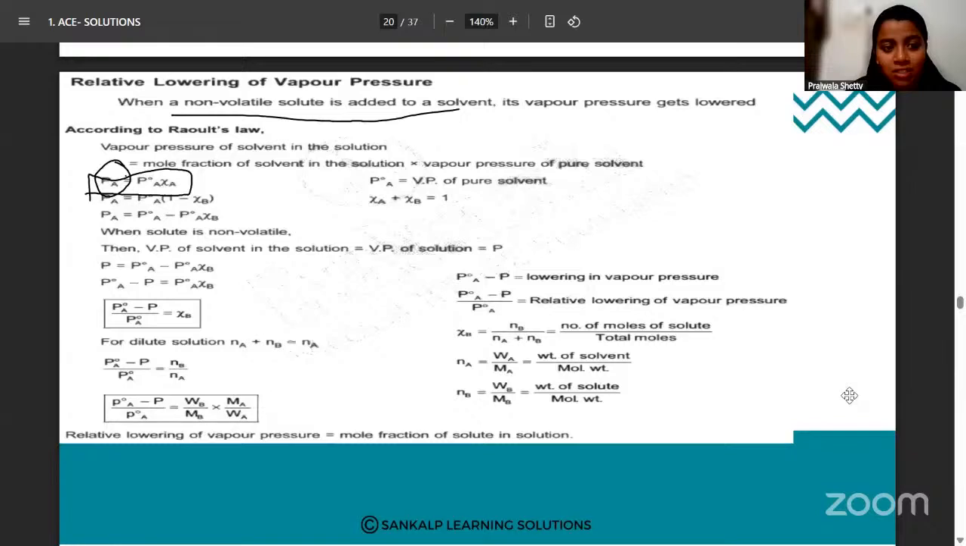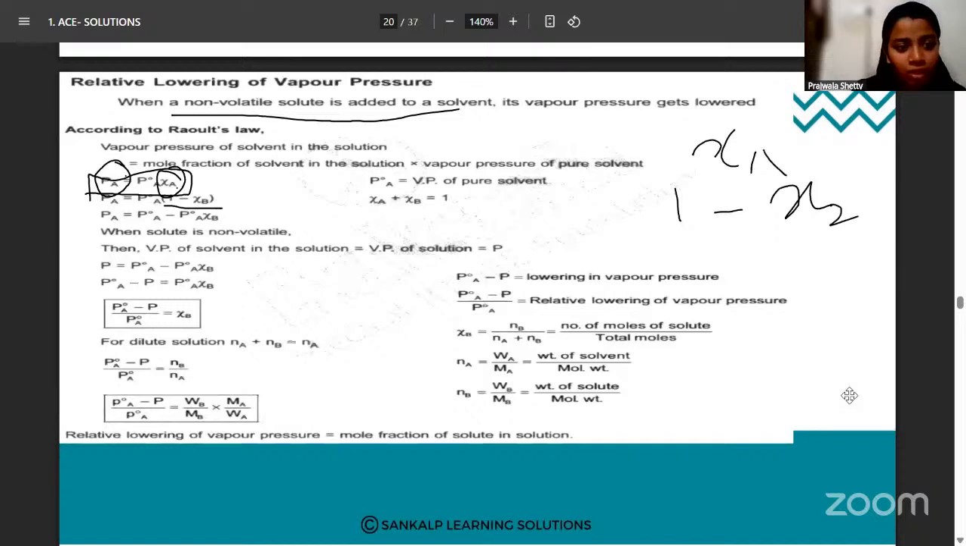XA is 1 minus XB. That is what we took as X1, where we replaced it with 1 minus X2. They have just considered it as AB. Then again, when you multiply P naught A with 1 and XB, this derives to this equation. And very simply, quickly, let's finish this concept.